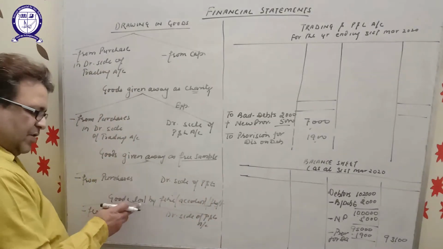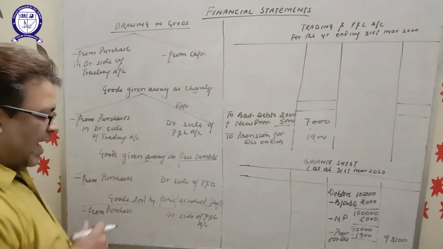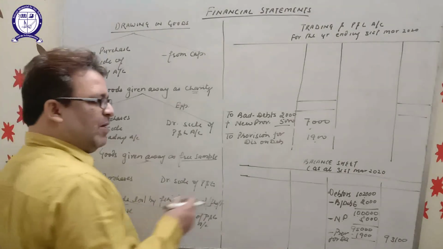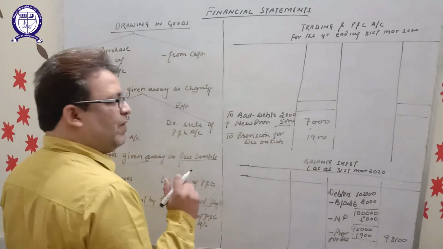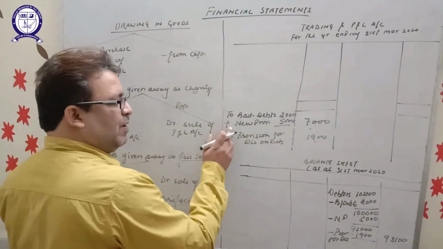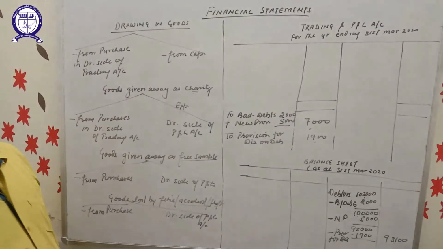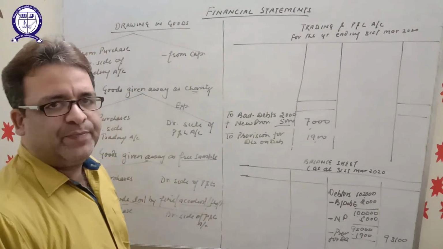If these goods are insured and insurance company accepts some claim, that claim will be recorded in the asset side of balance sheet, and the remaining amount will be treated as loss, and this will be recorded in the debit side of P&L account. Suppose goods costing rupees 10,000 were lost by fire.